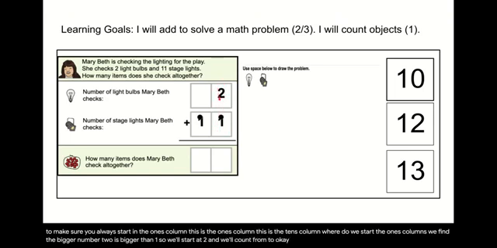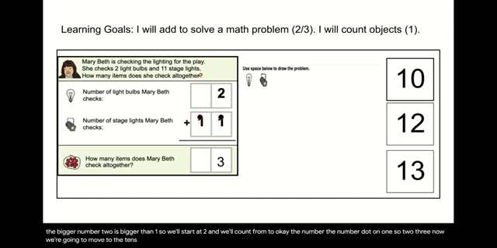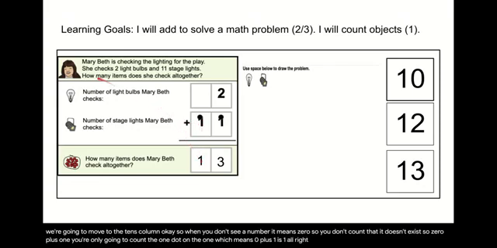Okay, so we have 2 and then touch the number dot on 1. So 2, 3. Okay, now we're going to move to the tens column. When you don't see a number, it means it's 0. So you don't count that. It doesn't exist. So 0 plus 1, you're only going to count the 1 dot on the 1, which means 0 plus 1 is 1. All right.